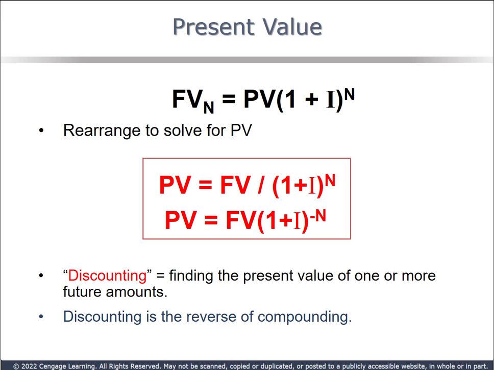To find the present value equation, start with the future value formula and just turn it around and solve for PV. This is the basic discounting formula, the opposite of compounding. With compounding, future value is greater than present value. With discounting, present value is less than future value because you're dividing the future value by 1 plus the interest rate raised to the power of the number of periods.